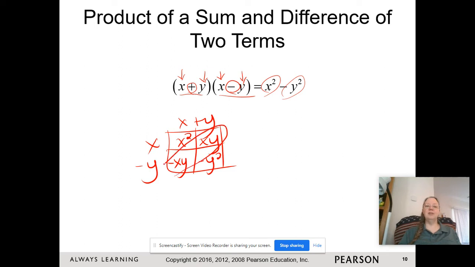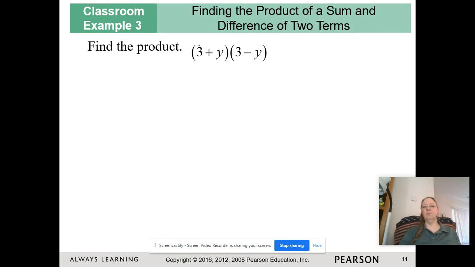Notice I have a positive xy and a negative xy. They will cancel out every single time when one is positive and one is negative. All right, so this one I do want you to use the formula. So our final answer, we're going to take this squared minus this squared: 9 minus y squared.